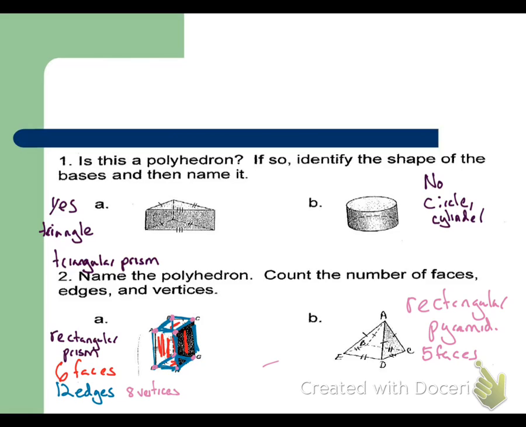Okay, how many edges does it have? We have 1, 2, 3, 4, 5, 6, 7, 8. 8 edges. And then how many vertices? Okay, where are the vertices? That's where the edges meet. Yep, it is 5 vertices. Let's try that again.